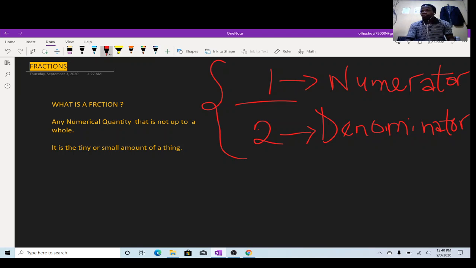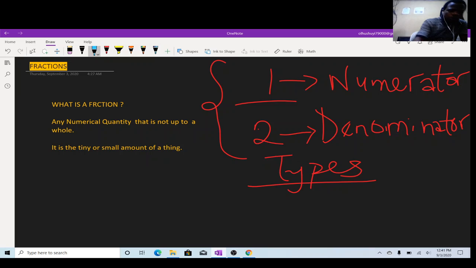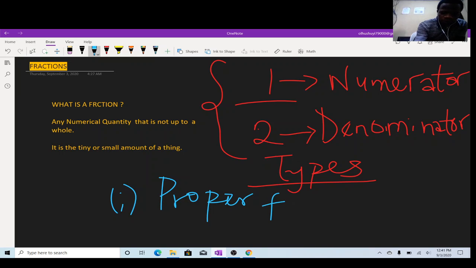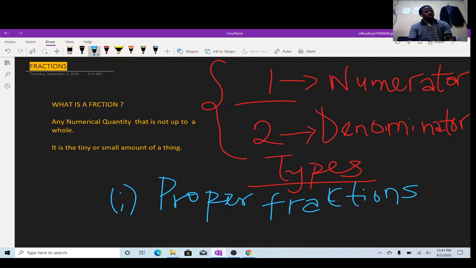And how do you work with this? We have types of fraction. What are the types? One, we have proper fractions. And let's consider examples of proper fractions.